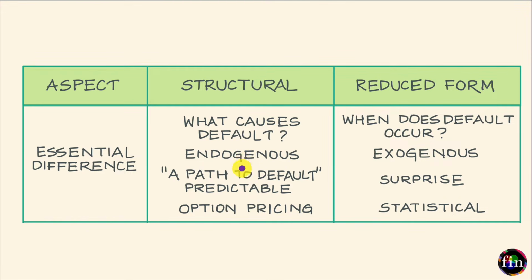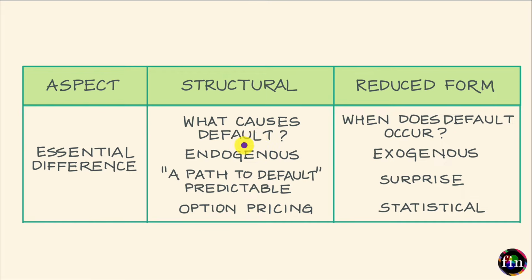Next, please note this: default in a structural model is endogenous to the model. Default happens or occurs from within. On the other hand, when it comes to a reduced form model, default is exogenous to the model. In a reduced form model, default is kind of inflicted upon the firm. It occurs because of some event which is outside the firm.